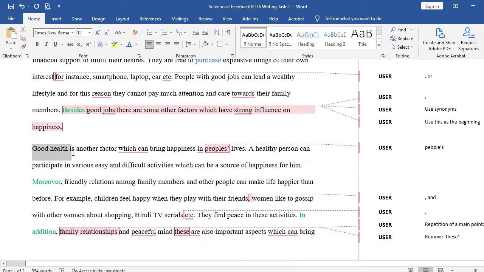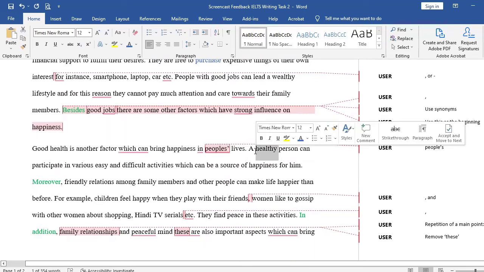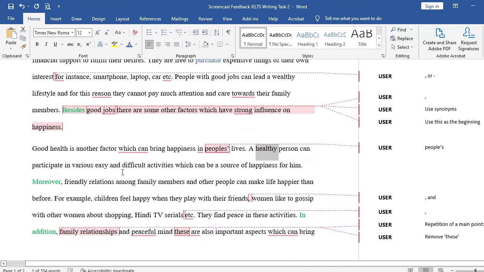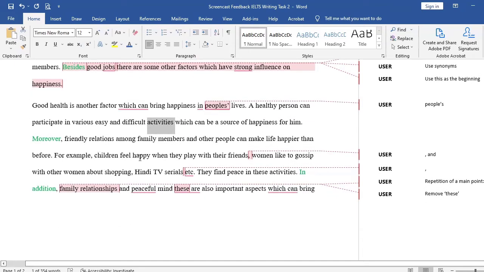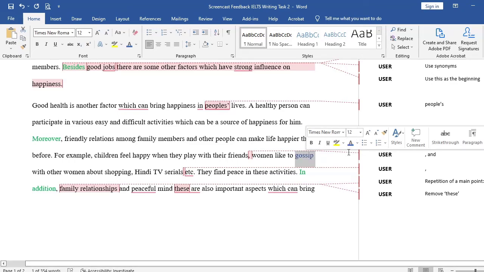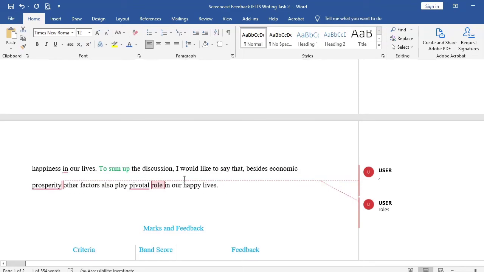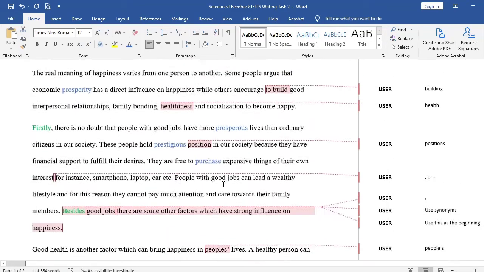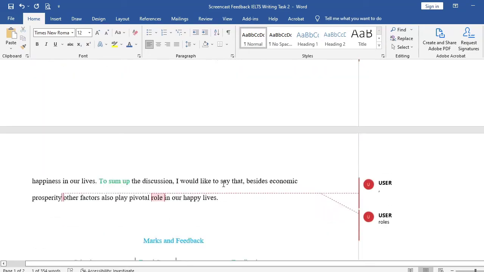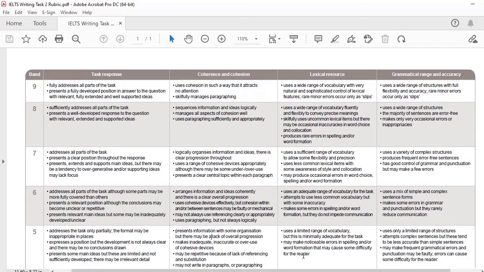So here she wrote about health. She again wrote about healthy. So no synonyms there. These words are pretty basic vocabulary, but they aren't wrong in this sense. They're somewhat appropriate as well. So I'm not penalizing her for this. So gossip, the word gossip is good. So her vocabulary, her writing style is, I don't know, maybe a 7.